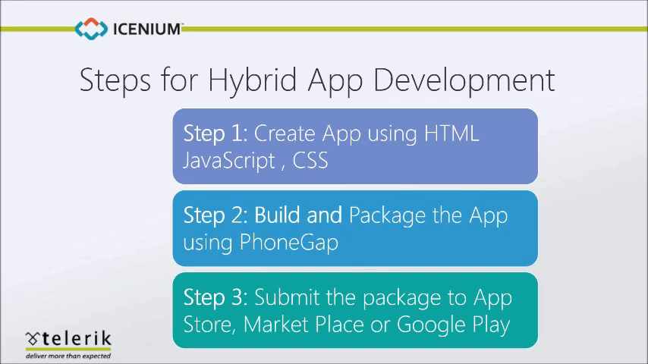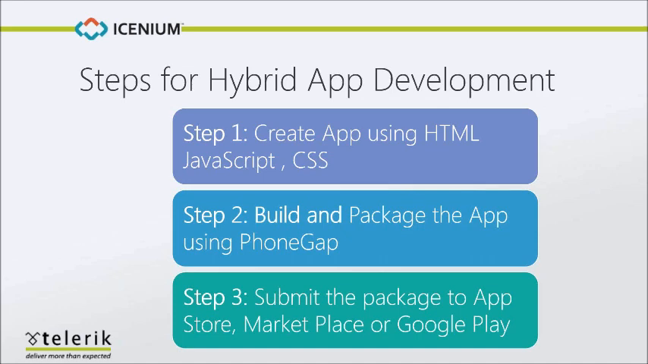If we simplify the steps to create a hybrid application, we can say that first you create your app using HTML, JavaScript, and CSS. Again, to create that hybrid application there are many libraries available, but today we will focus on Kendo UI Mobile, and how it helps you to create your application faster. It abstracts all the complexity behind hybrid application development such that you can focus only on your business requirement.